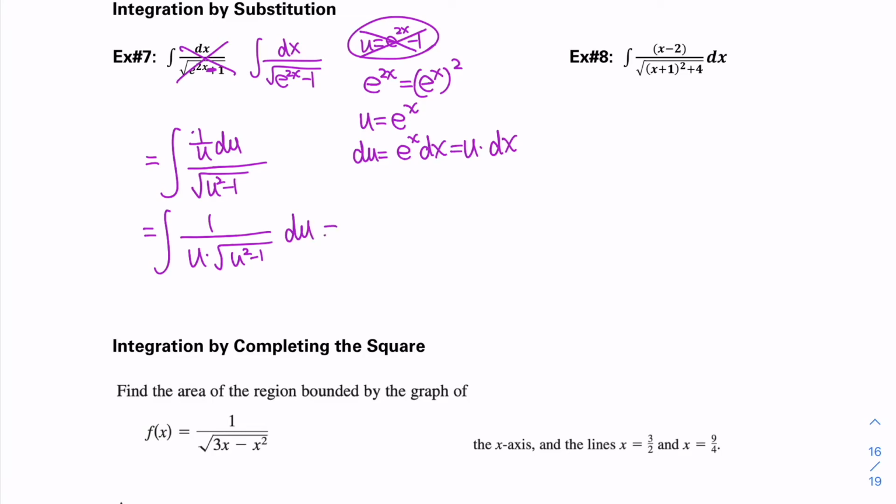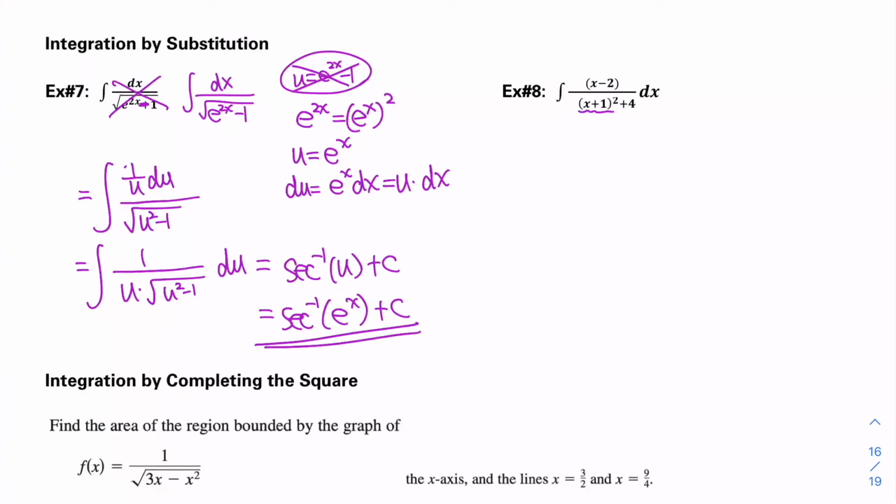This is exactly our secant inverse of u over a, where a is 1 in this case, plus c. Now we plug in u equals e to the x. So this is our final answer.